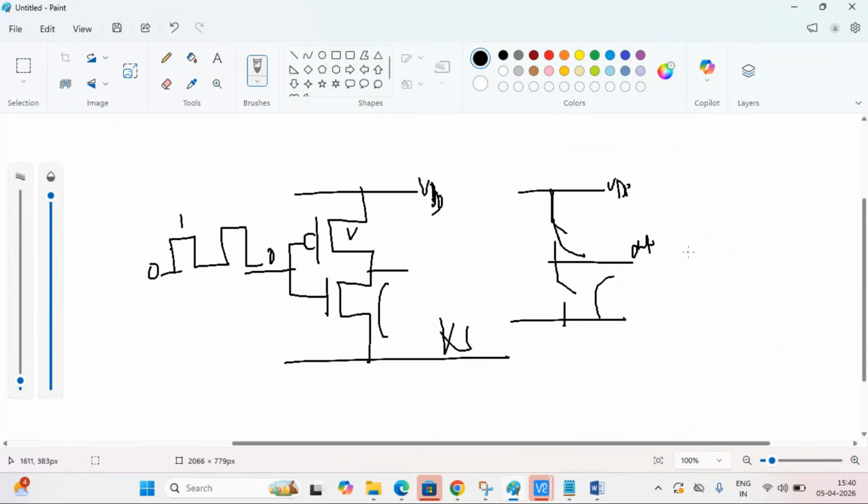This will be continuously charging, discharging, charging, discharging, like that, if there is a capacitor connected here. If the input is 0, the PMOS will be on, so VDD will come and the capacitor will become charged. If the NMOS is on, whatever charge there was will be discharged. So this charging and discharging goes on continuously.